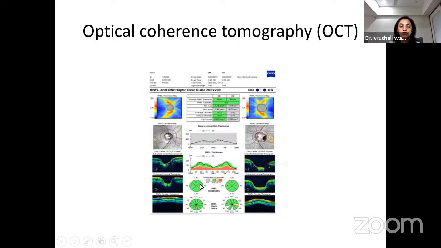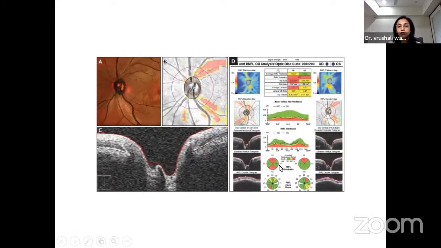So if you can see this, all readings are normal. So there is no optic nerve thinning. See, you can see here, there is a thinning and there is a dipping of this graph in the yellow and red region. So this indicates that there is retinal nerve fiber layer thinning as well as neuroretinal rim thinning. So this is how we can confirm the optic nerve changes with the help of OCT.